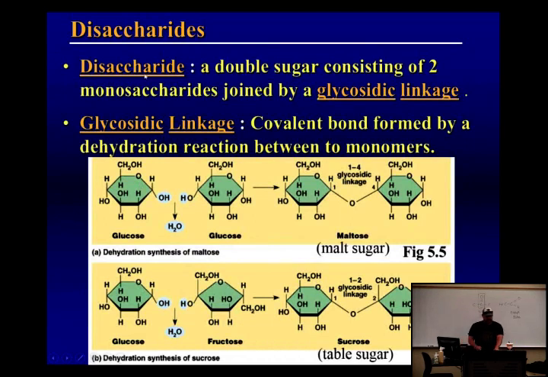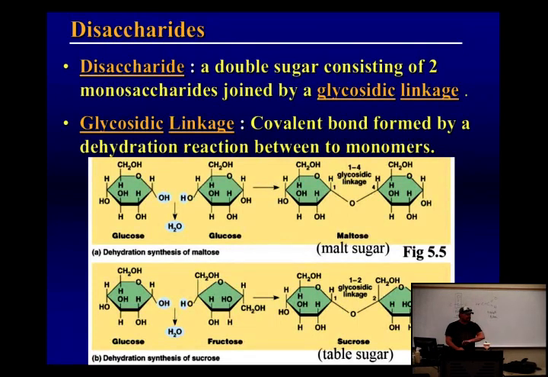And if we talked about single sugars, those are called monosaccharides. We put 2 sugars together, that's a disaccharide. And then if we put more than that, we call it a polysaccharide. So more than 2 is a poly. Any questions about that?